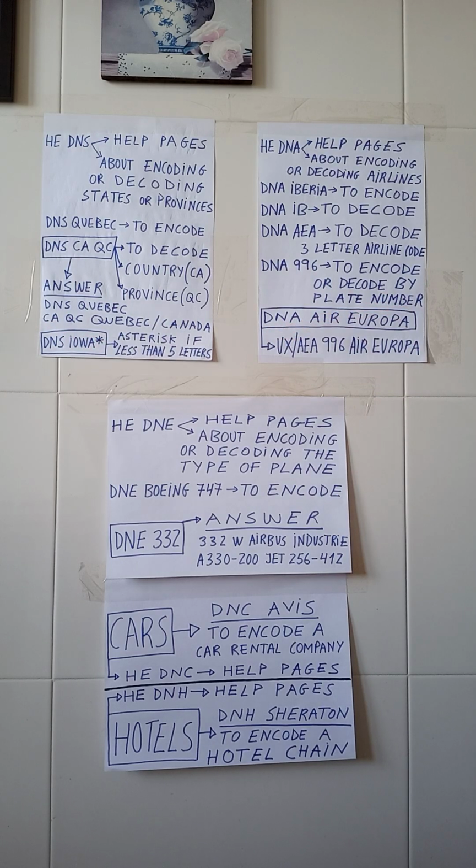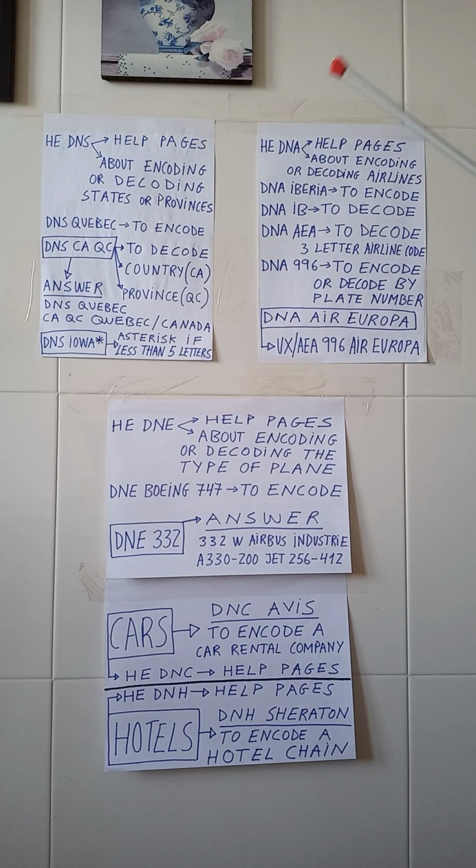DNS Iowa asterisk, which is used to decode a North American state called Iowa. We must add an asterisk if less than 5 letters. We must add an asterisk because the name of the state has less than 5 letters.